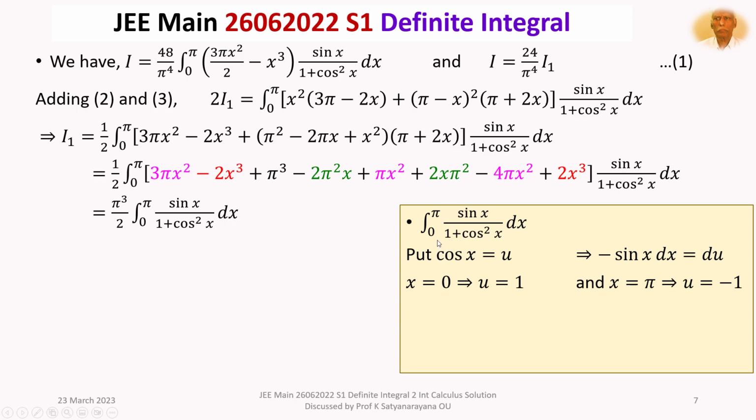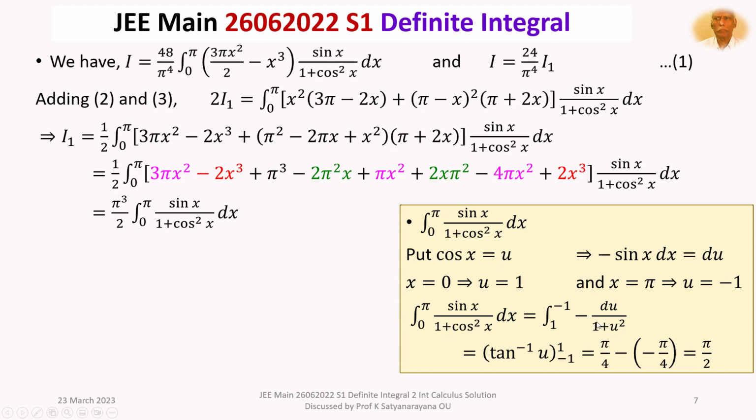Therefore, the integral now becomes, for x from 0 to pi, u from 1 to minus 1. Substituting, the integral from 1 to minus 1 of sin x dx is minus du by 1 plus u square. Now, the integration is tan inverse u, from 1 to minus 1. There is a minus sign that we have reverted, and that will be minus 1 to plus 1. That minus is taken care of.